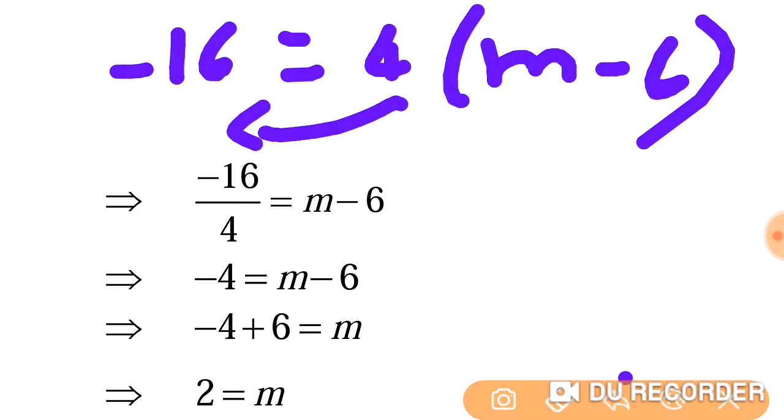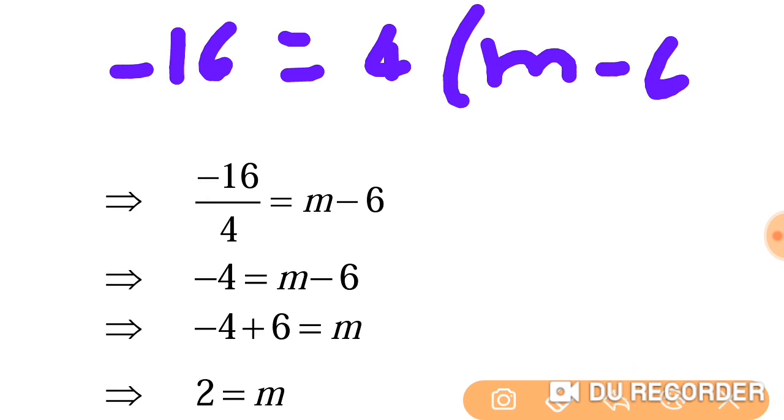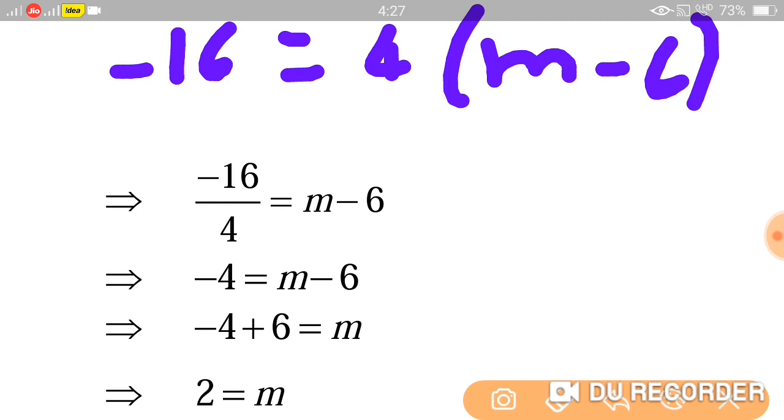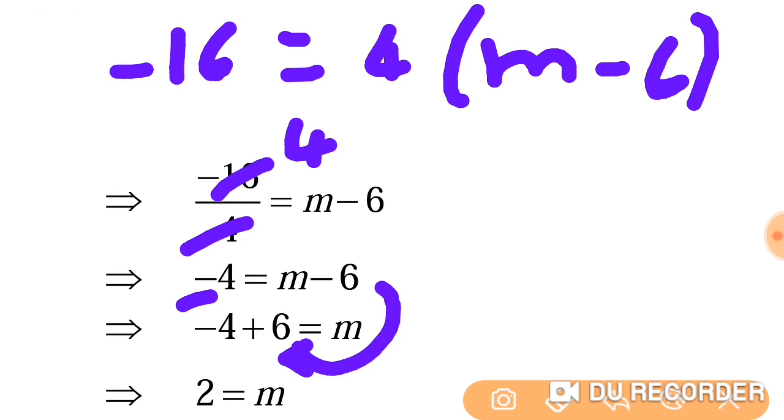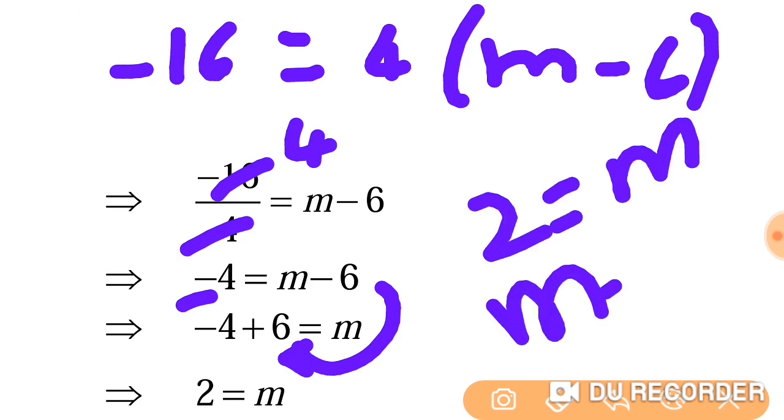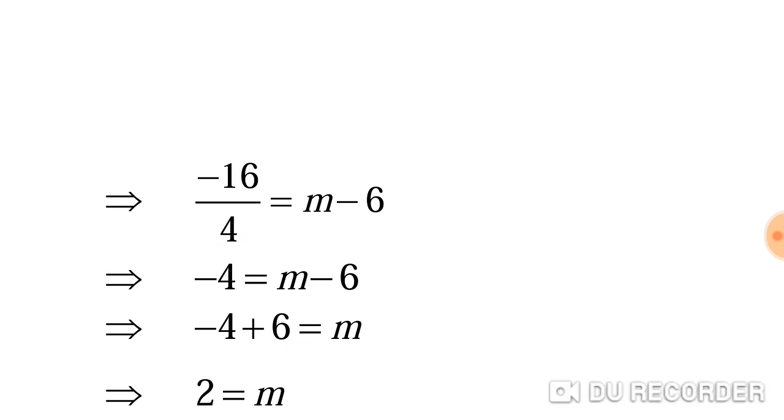Okay, then m minus 6 as it is. So 4 ones are 4, so minus 4 is remaining, then minus m minus 6. So m is positive, keep it there only. So minus 6 if you bring, it becomes plus 6, so 2. So 2 is equal to m, that is, m is equal to 2. Okay, so this is the value of m.